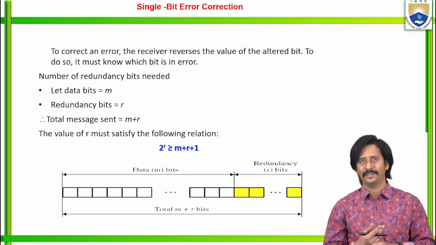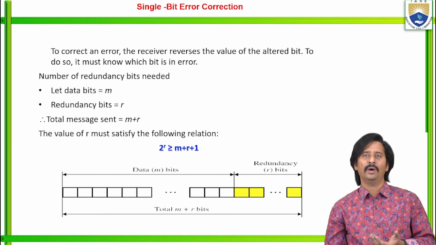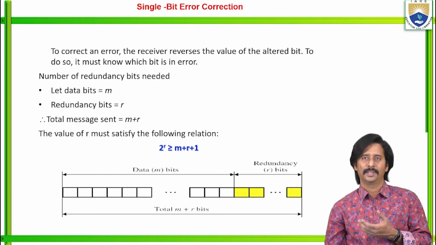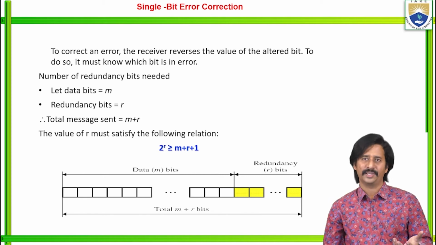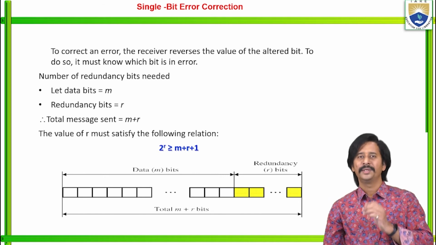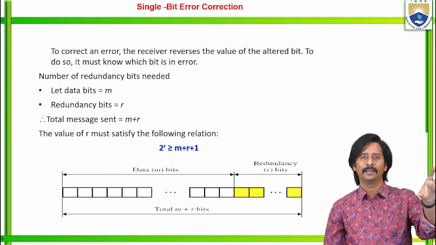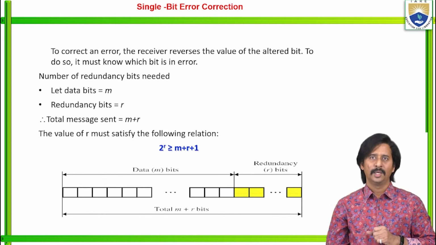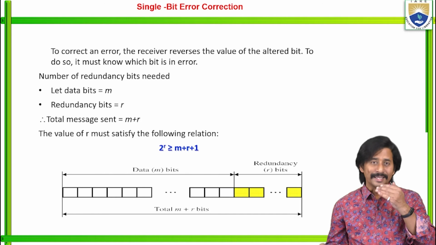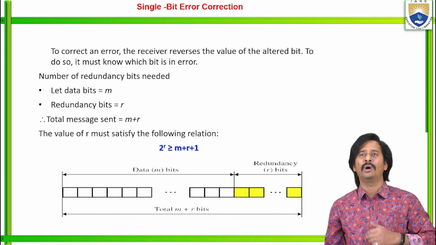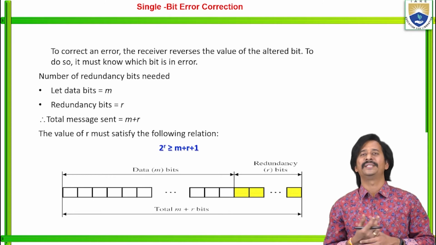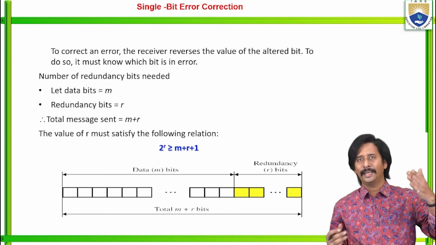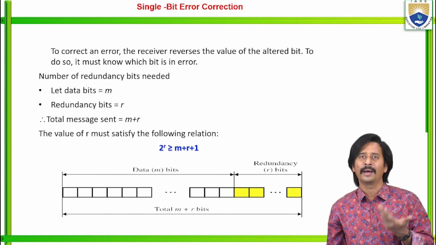Single bit error correction. So we know error correction, right? Whenever errors are there, we need to correct those errors. Some bits are changing. We need to find out those bits and correct them. To correct an error, the receiver reverses the value of the altered bit. For that, we must know which bit is in error, definitely. So a number of redundancy bits are required.